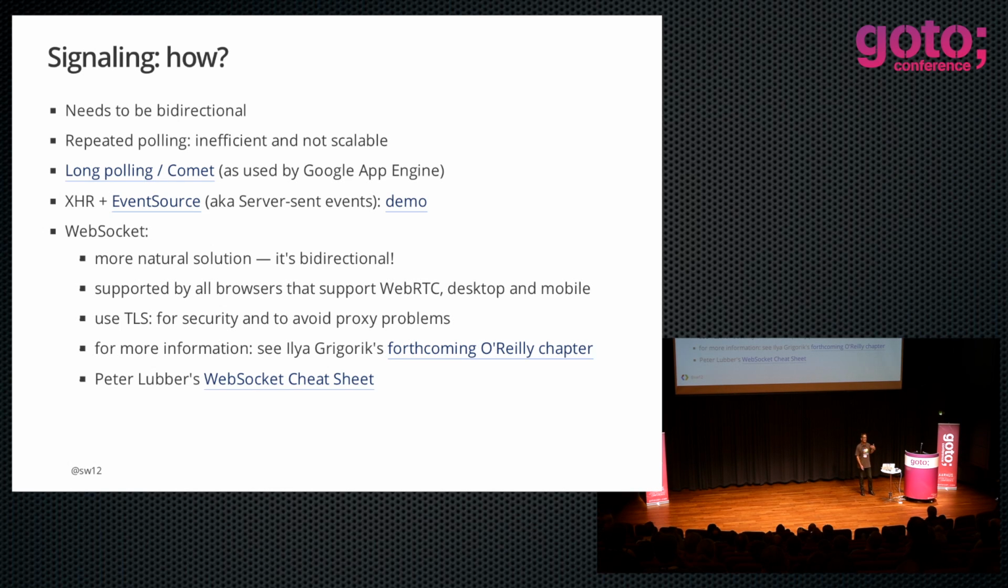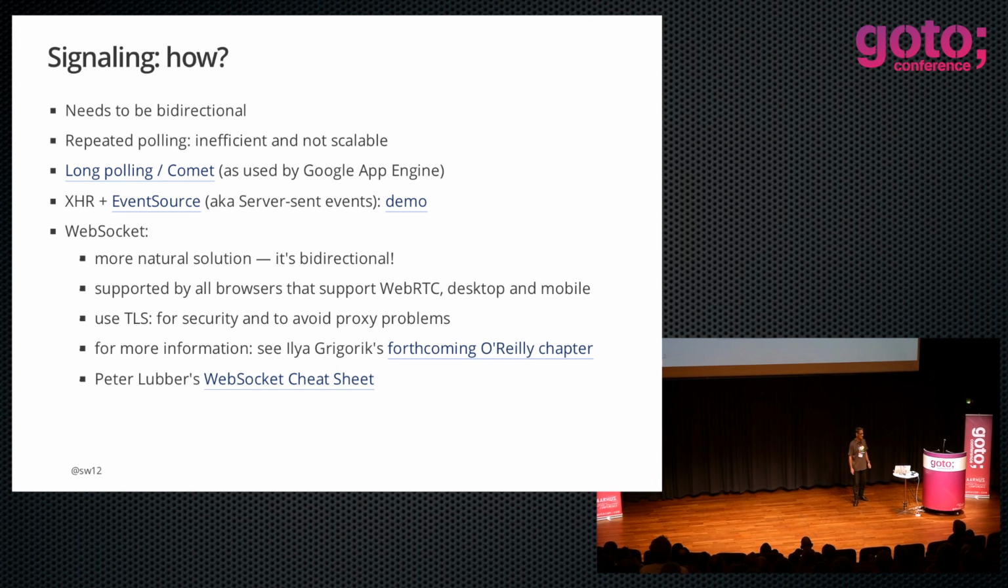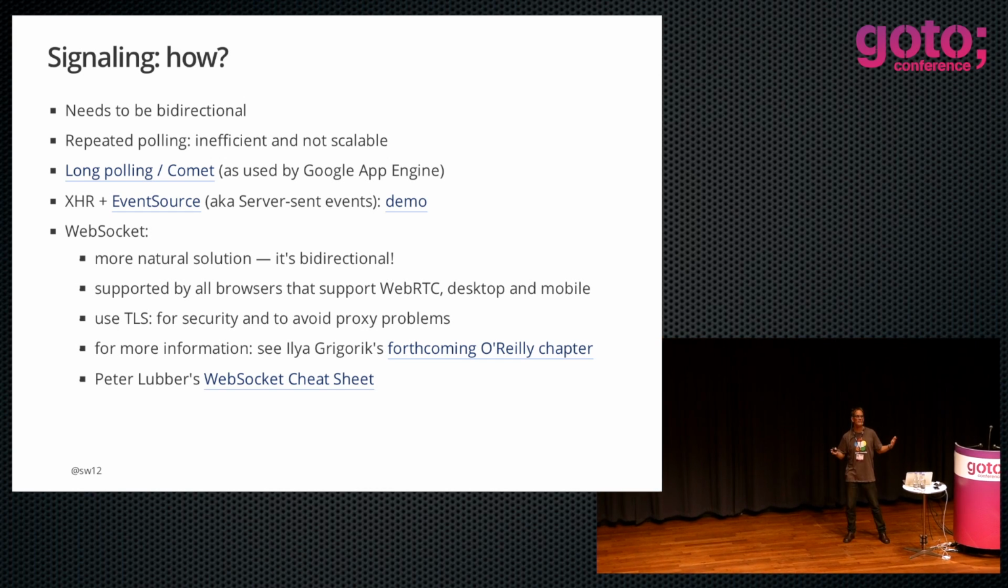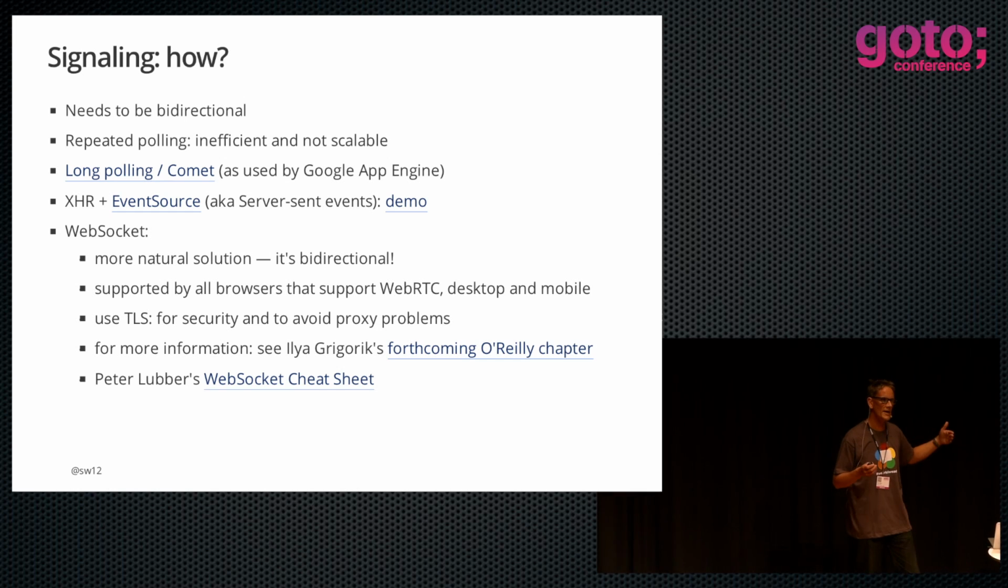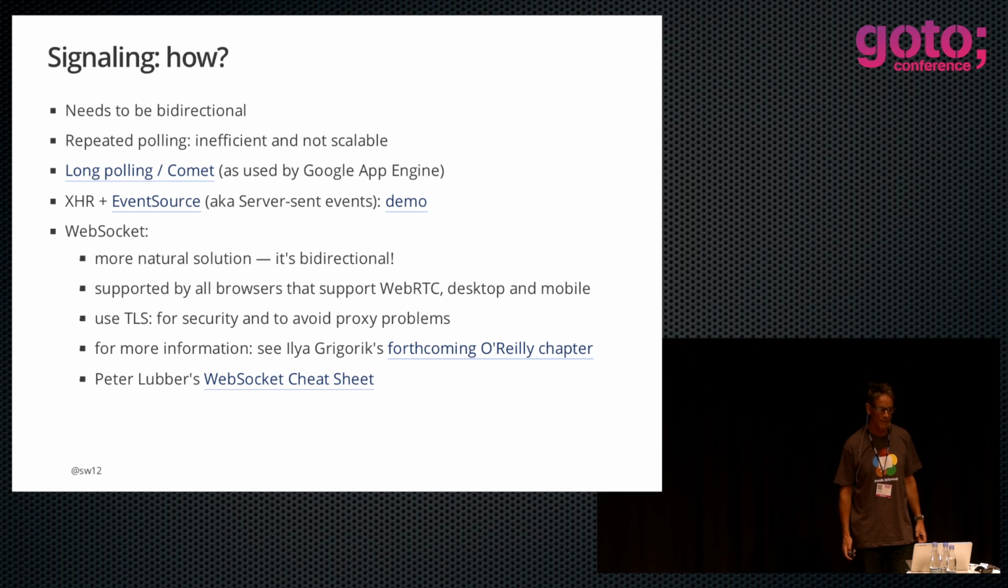Another alternative is to do long polling, Comet, whatever you call it, to enable sort of fake bidirectional communication with a server. This is actually used by the Google App Engine Channel API, with some of the examples I'll show. You could actually use Ajax, XHR, and EventSource. EventSource is the API for enabling what are called server-sent events, for a server to maintain a connection with a web app and push data from the server to the web app. There's a demo there if you want to have a look at that in action.